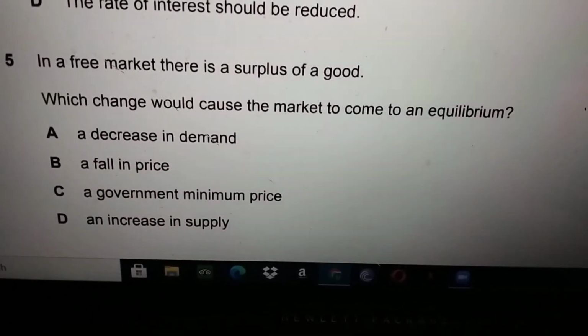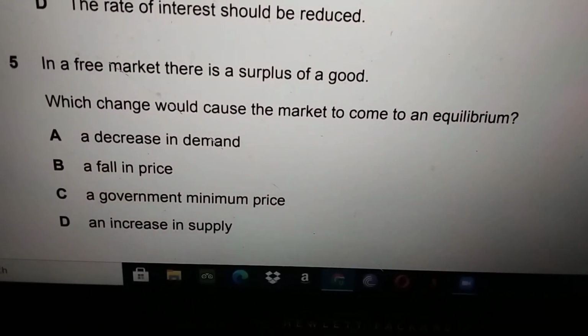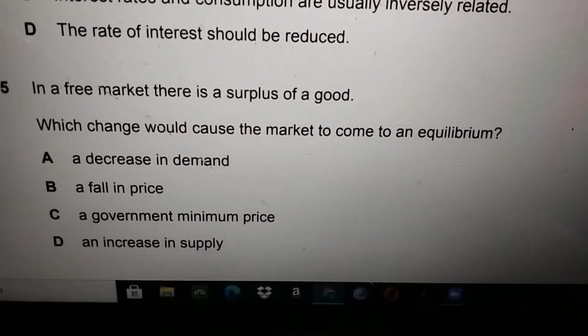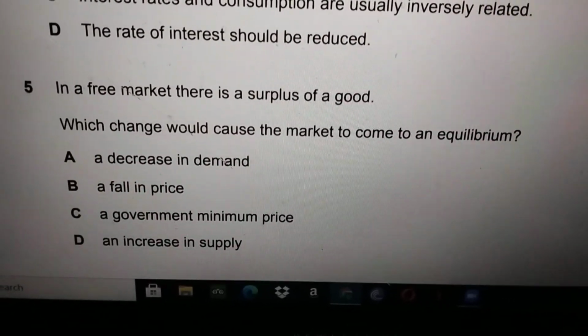So out of these options we pick option B, a fall in price, that will bring the market back to equilibrium.